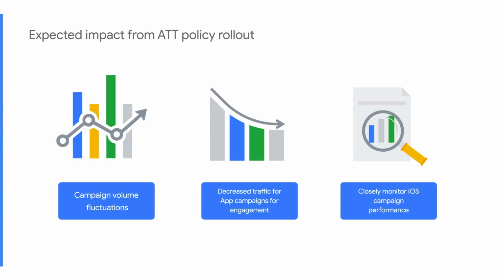After Apple's ATT policies go into effect, your iOS app campaigns are likely to see fluctuations in campaign volume. And if you're running app campaigns for engagement, you will see a significant decrease in reach. We encourage you to closely monitor the traffic and performance of all of your iOS app campaigns, and if necessary, adjust budgets and bids to achieve your goals.